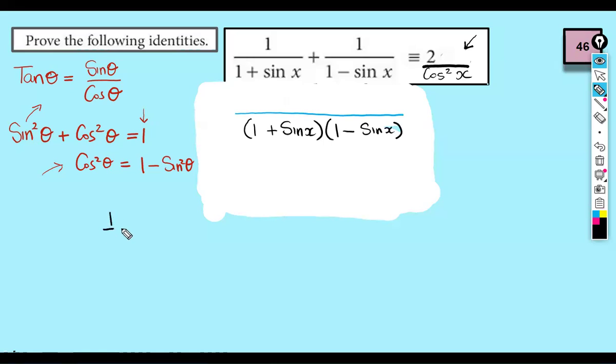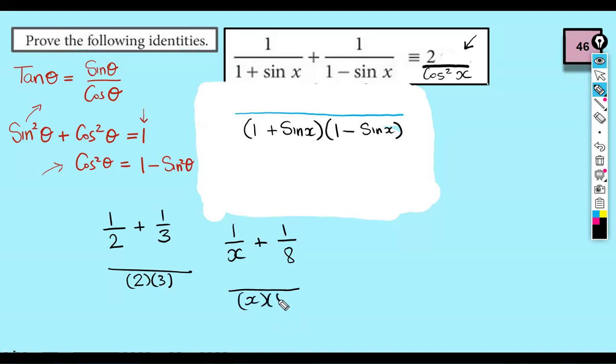If you have two numbers, like 1 over 2 plus 1 over 3, the LCM of 2 and 3 is 6. But you don't have to put 6. You can just take the two denominators and multiply them. That will also work. I know 2 by 3 is 6. So in other words, if you have 1 over x plus 1 over 8, and you have to add these two fractions and you don't know what the LCM is, not a problem. The LCM would be x multiplied by 8, or x8. You just take the two denominators and multiply them.